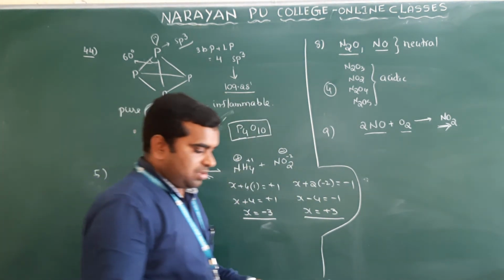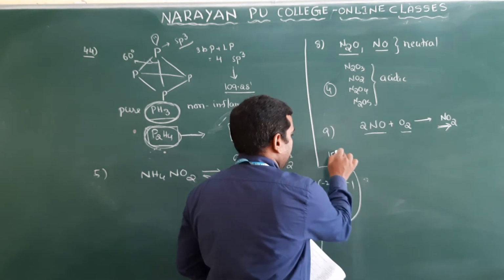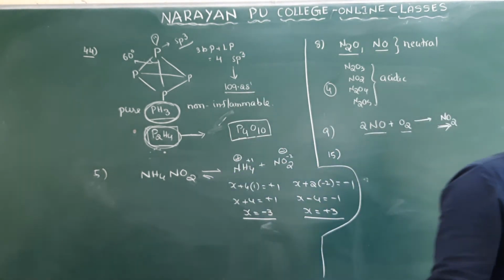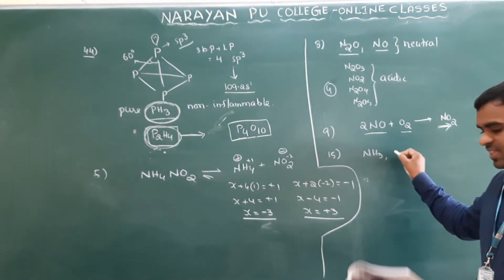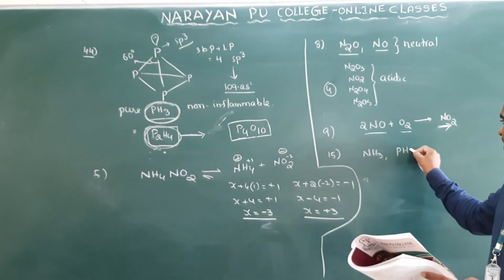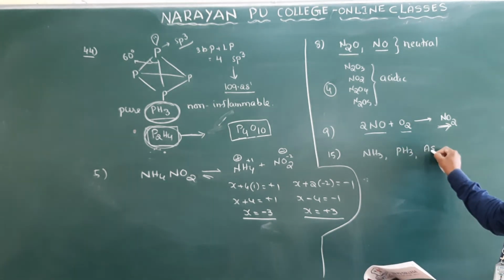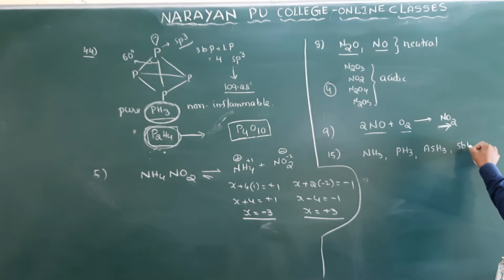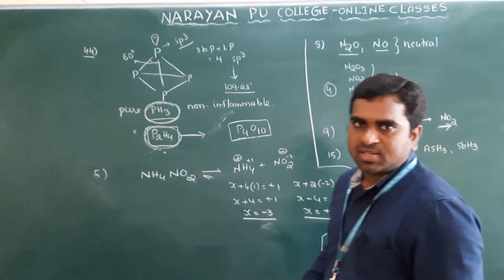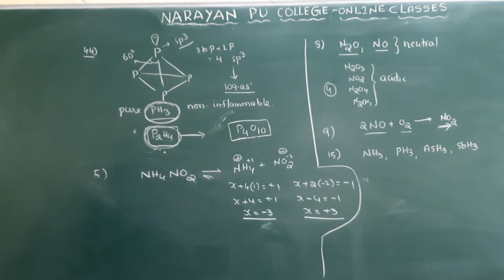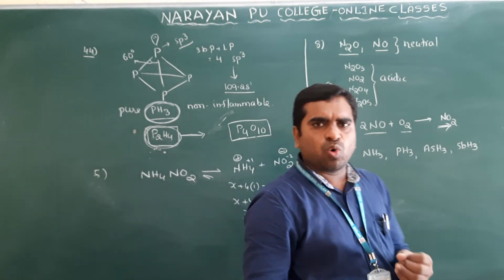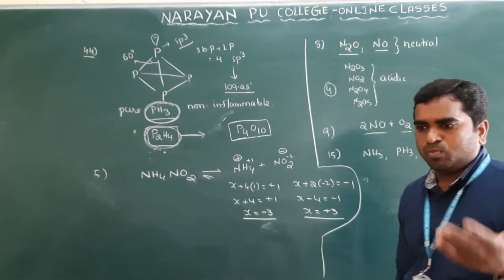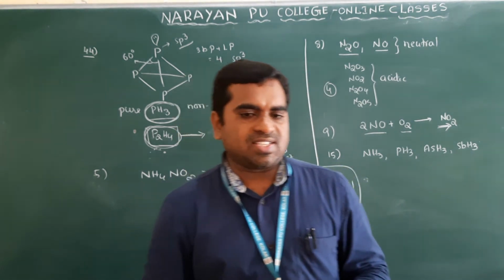Next one, 15th question. Clear? The strongest base is, they are asking among NH3, PH3, AsH3, SbH3. Very clearly we mentioned in the PU classes, acidic and basic nature. Which one is the strongest base among these 4? Base means you know that this molecule does not have the OH group, and we cannot use the Arrhenius acid and base theory.